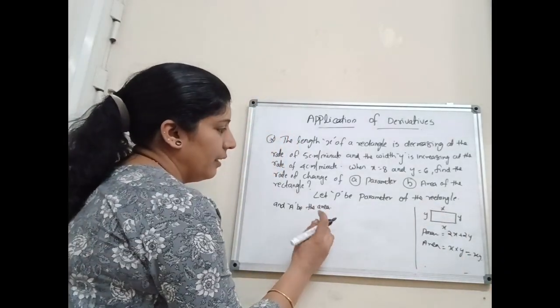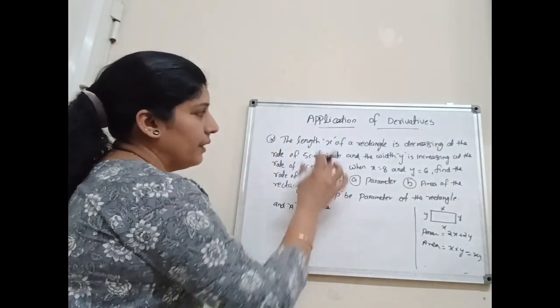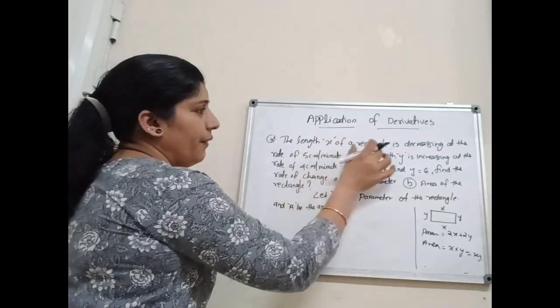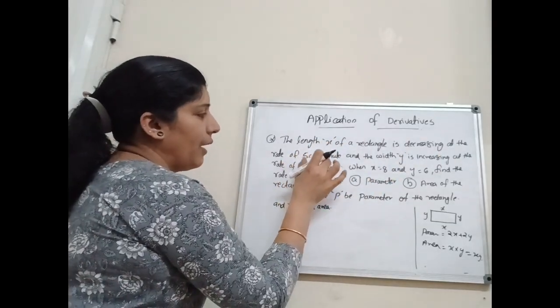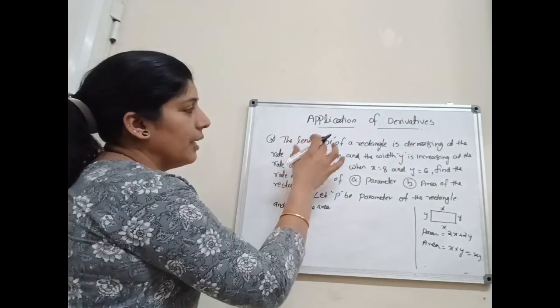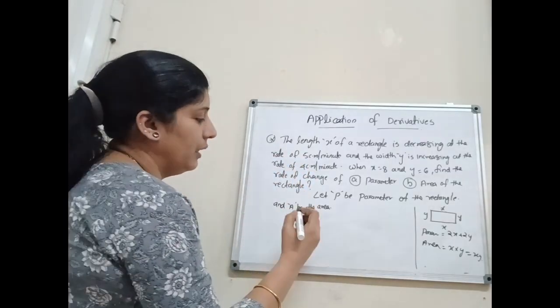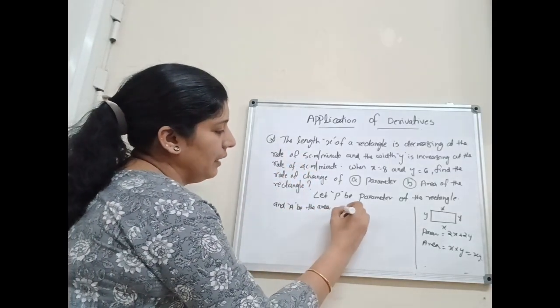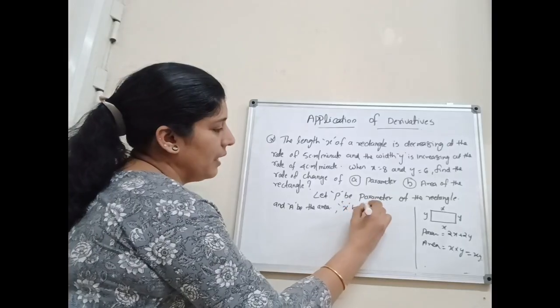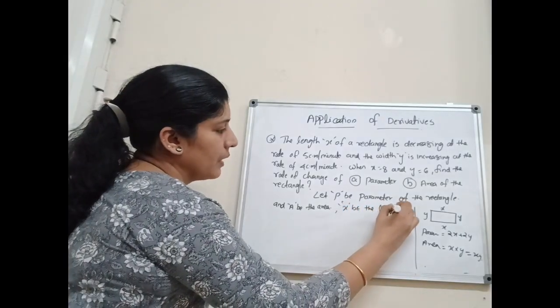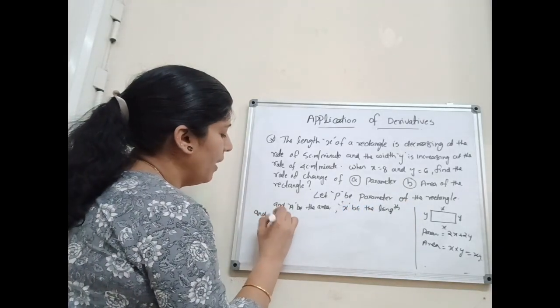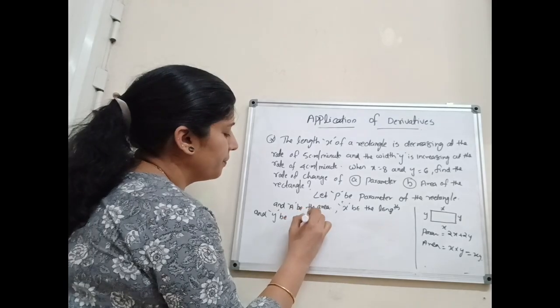First we have to consider the length x of a rectangle is decreasing at the rate of 5 centimeter per minute. The rate of change of length is decreasing 5 centimeter per minute. That is, let x be the length and y be the width.